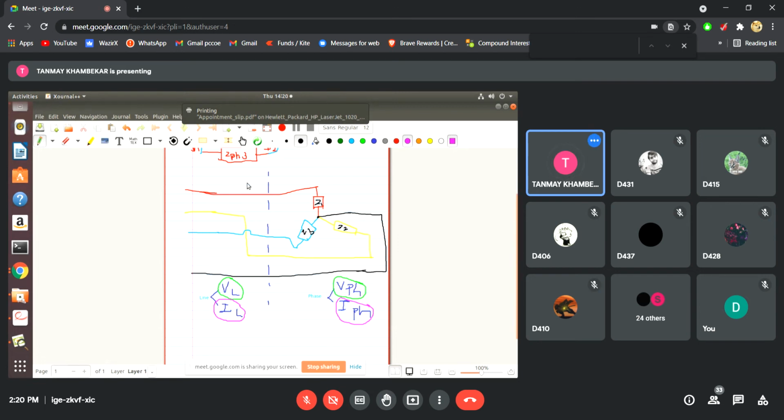Now the supply side is called the line side and the load is called the phase side. On both the sides there is voltage and current. Even on this side we have voltage and current. Till here it is clear. Yes, ma'am. So the voltage on the supply side is called line voltage and the current flowing through these lines is called line current.